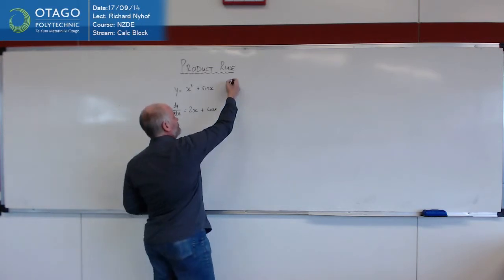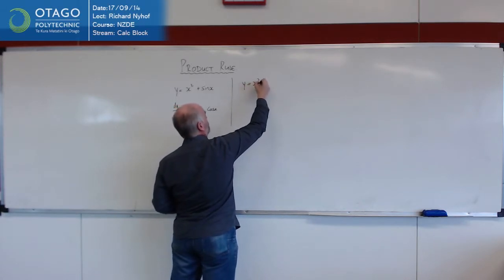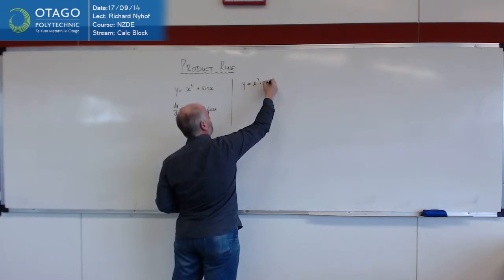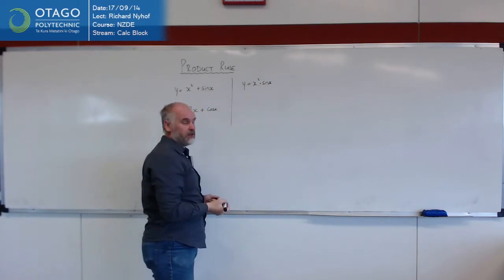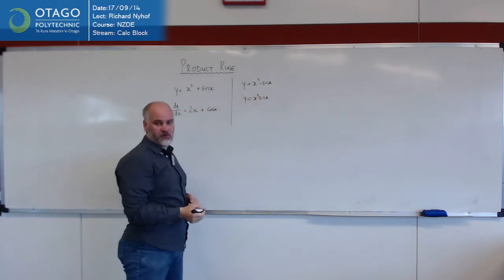Now at that stage I said to you that didn't work if you had times or divides in between. So what if we had x squared times sin x, which any sensible person would write as x squared sin x. You don't need to put the times in there.